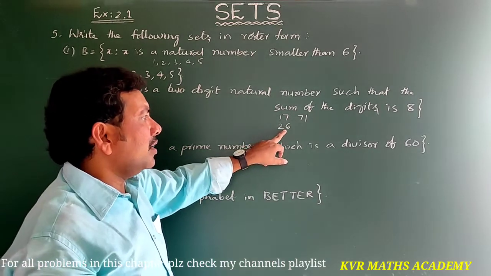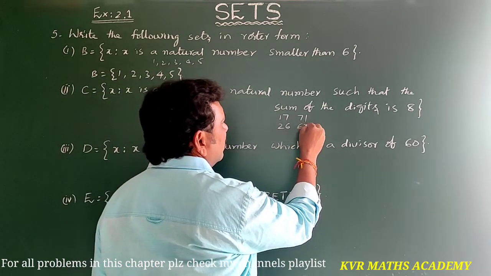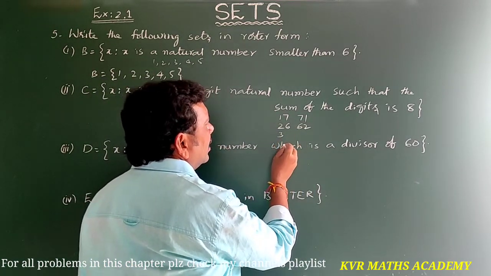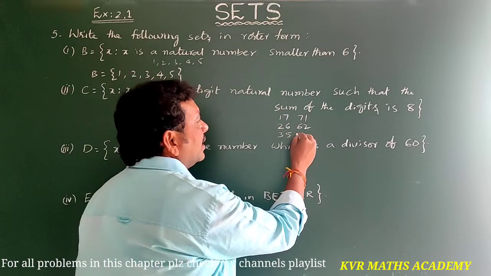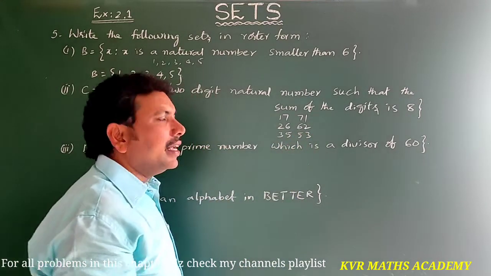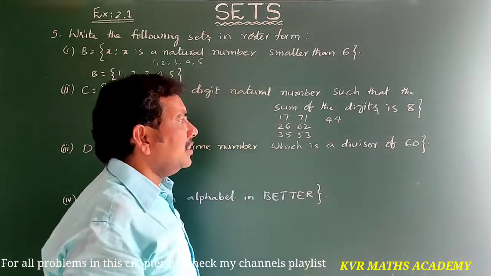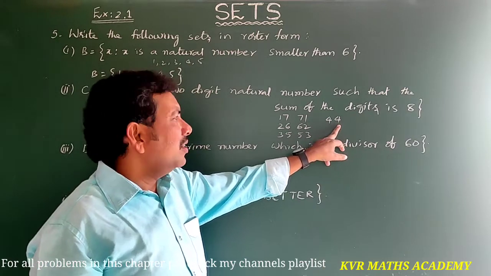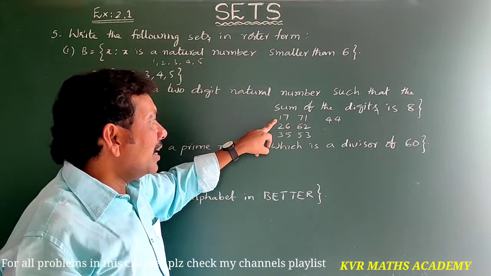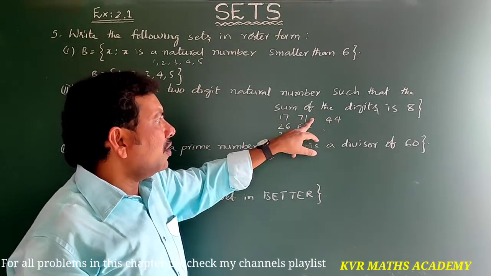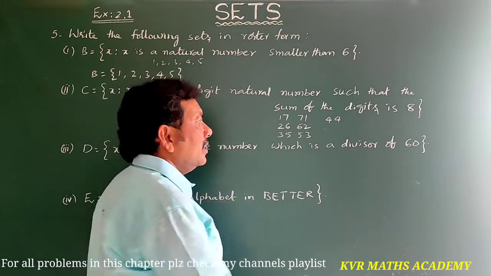Next, in the same way, 26. 26 is also a natural number, and the sum of these two digits is 8. Next 62. Next 35 and 53. Yes, will you get 8 or not? Yes, 53. Next another one, 44. Yes, 44 is there. 4 plus 4, so no need to write again 4 and 4. It is only once. So 17, 26, 35, 44, 53, 62, 71 and 80 also is there.